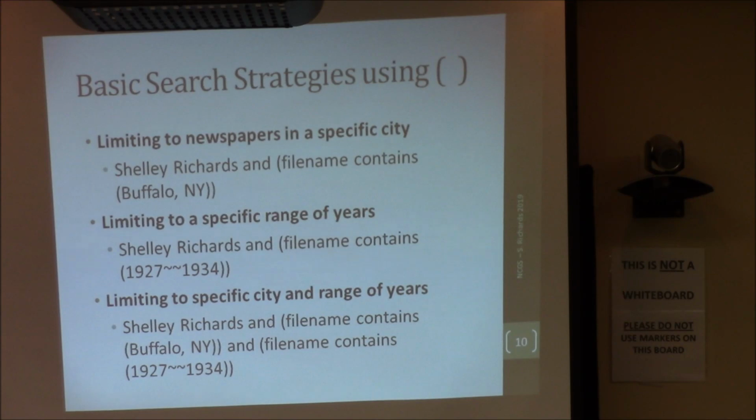Very, very important. Because here, I want to narrow it down to Buffalo, because I know something happened to me in Buffalo. So I would do Shelley Richards and, and that is the convention right here. You can cut these out and put them on your computer so you remember these little formulas. So Shelley Richards and file name contains Buffalo, New York, and notice all the parenthetics here and how that's correct. That would bring up only Buffalo, New York newspapers with my name in them.